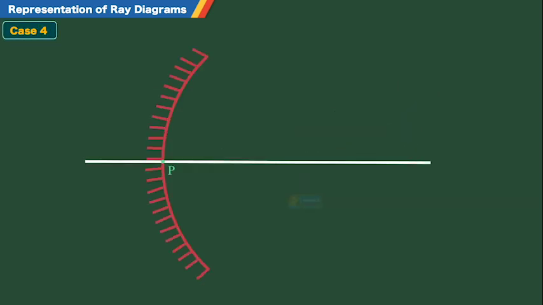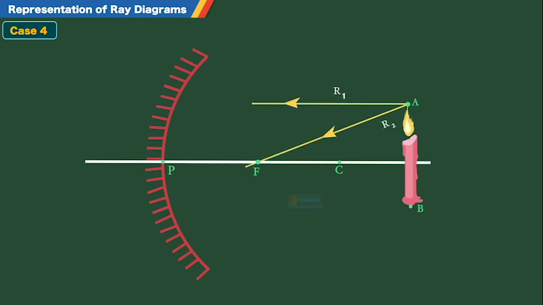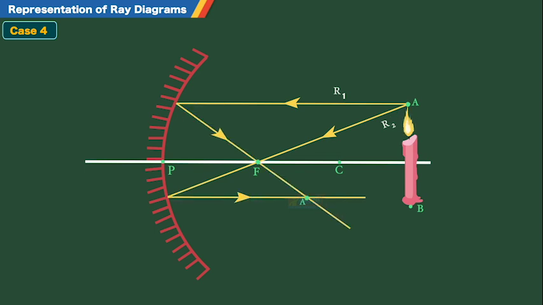Case 4. If a candle is placed in this way on the principal axis, we take two rays emanating from the top of the candle. Ray 1 is traveling parallel to the principal axis and ray 2 passes through the focus. These two rays strike the concave mirror and they get reflected. The reflected rays meet at point A.